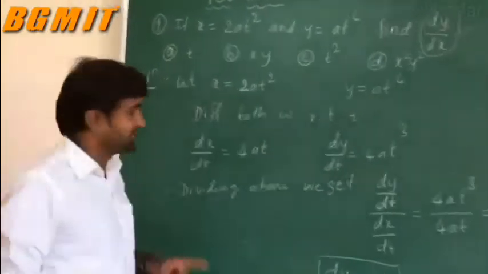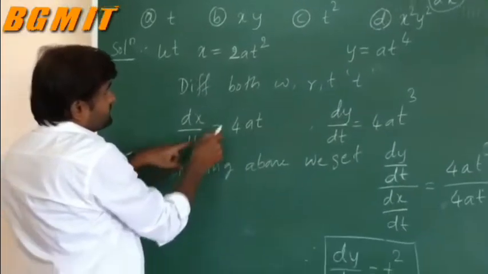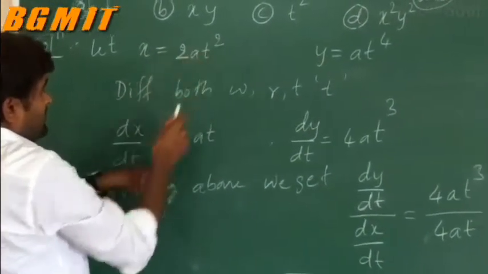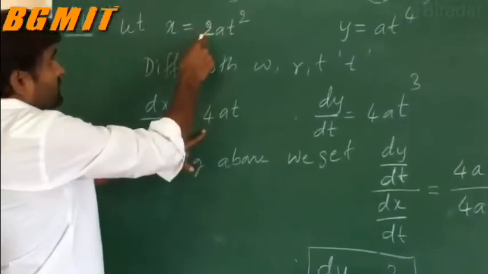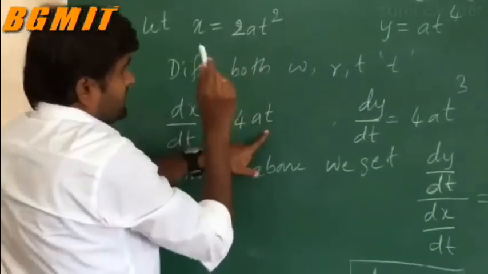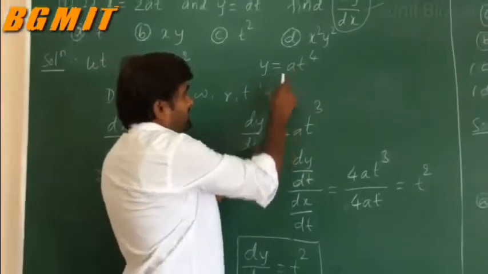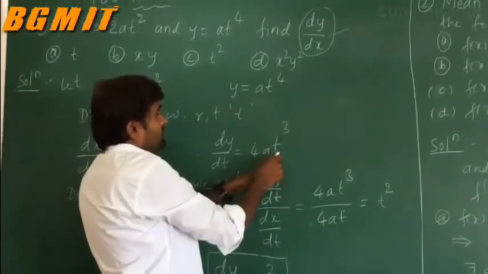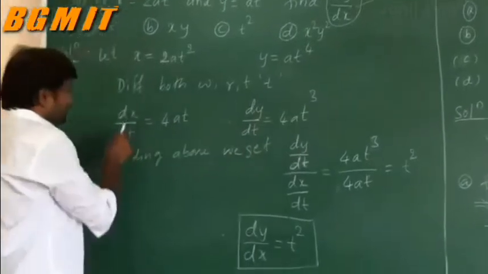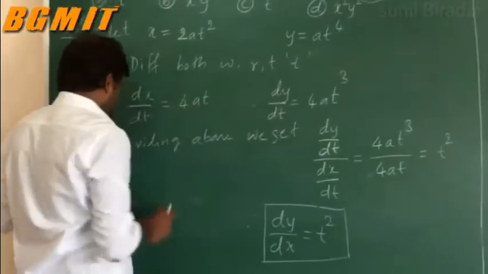With respect to t, dx by dt equal to, t square: 2 into 2 is 4, a is constant, then t. And dy by dt equal to 4a and t, 4 minus 1 is 3, so t cube. You get dx by dt and dy by dt.